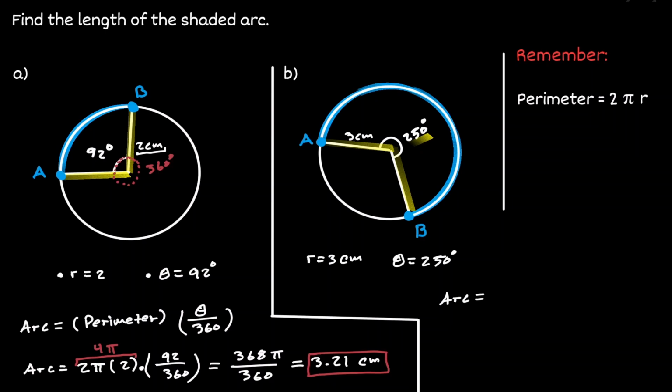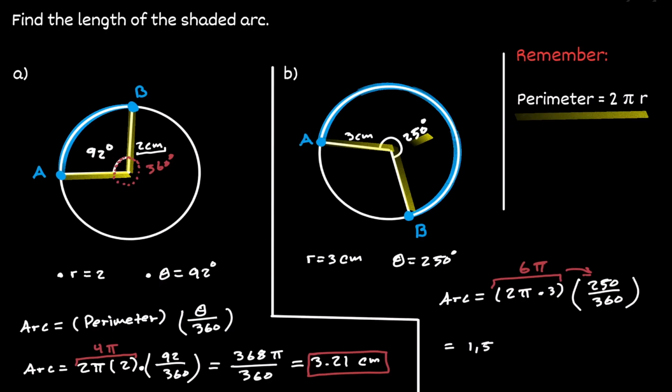So we have all the information that is needed to find the length of the arc. That will be equivalent to the whole perimeter, which is 2 pi r, where r is a value of 3, times the section of the region that we're interested in, which is 250 degrees out of 360. If we multiply in the first parenthesis, that will be equivalent to 6 pi, and 6 pi times 250 is equivalent to 1,500 pi. Let's divide that by 360.